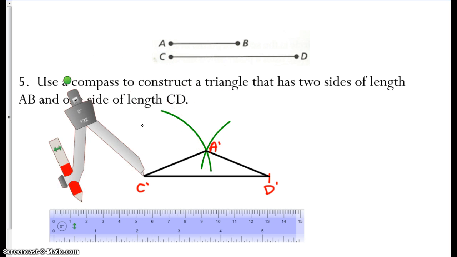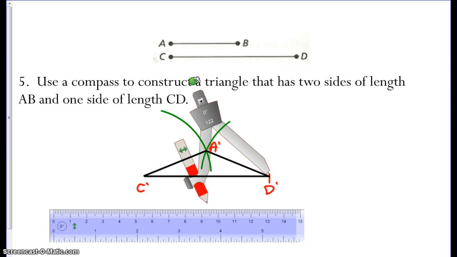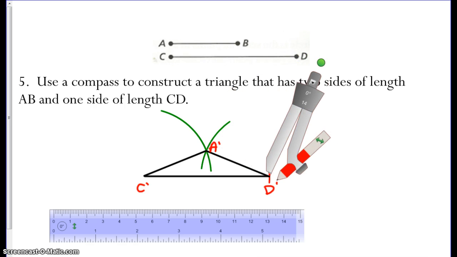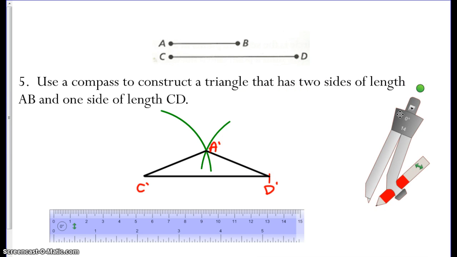Yep. And then switch sides. And yep. Okay. So I'm going to get that out of the way.